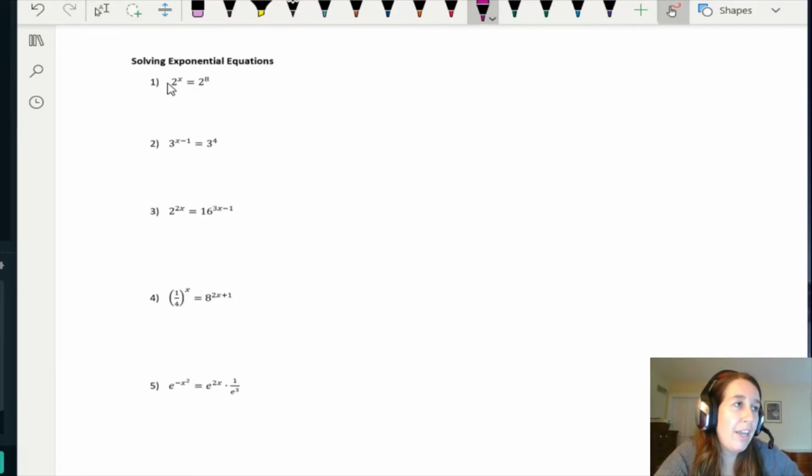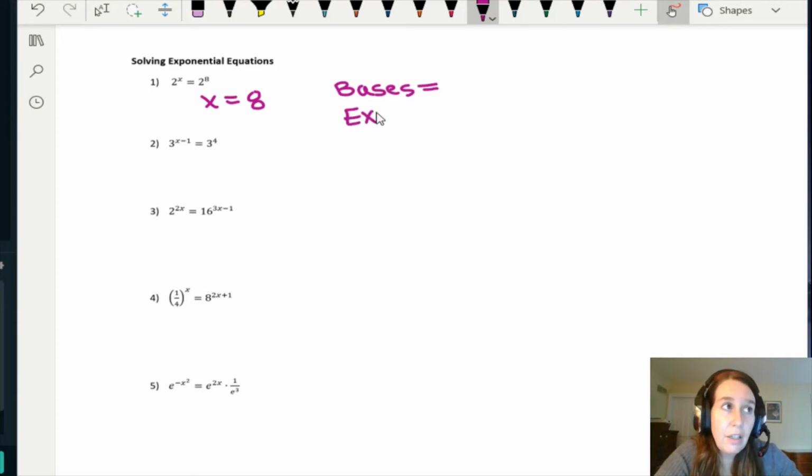Okay, so 2 raised to the x power equals 2 raised to the 8th power. What do you think x is? Doesn't x have to be 8? Right? Because it's 2 to some power is equal to 2 to the 8th. So obviously you can kind of see x and 8 are equivalent. So that's the strategy we're going to use for all these problems. We're going to get the bases equal, and then therefore the exponents will be equal.